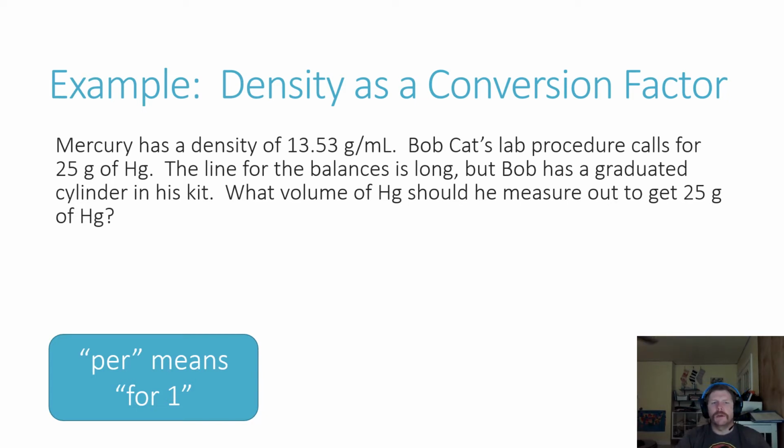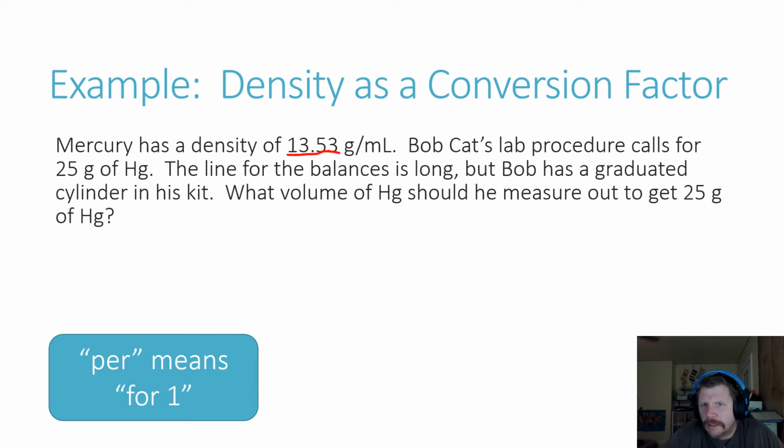So for instance, what we have here, mercury has a density of 13.53 grams per milliliter. The way I always like to think about density is to think about if you have 1 milliliter of it, what is the mass of that substance? If you have 1 milliliter, it has a mass of 13.53 grams. Now, what does that mean if you have 2 milliliters of it? Well, you'd have 2 times the volume, so you'd have 2 times the mass.